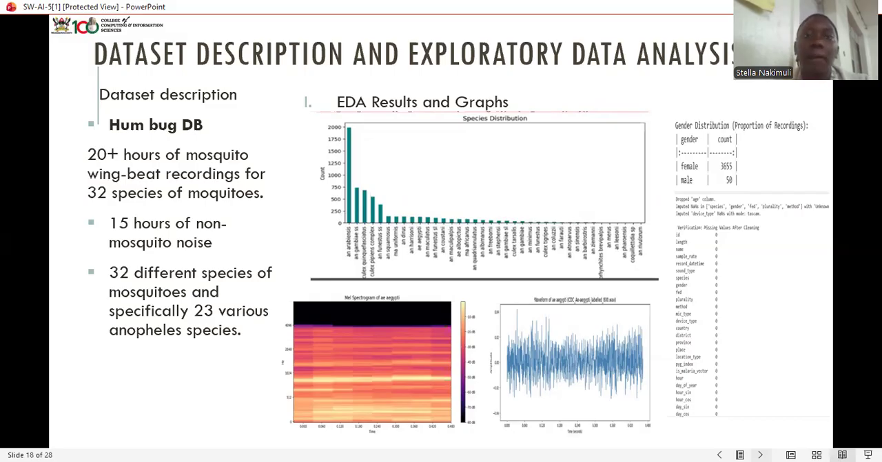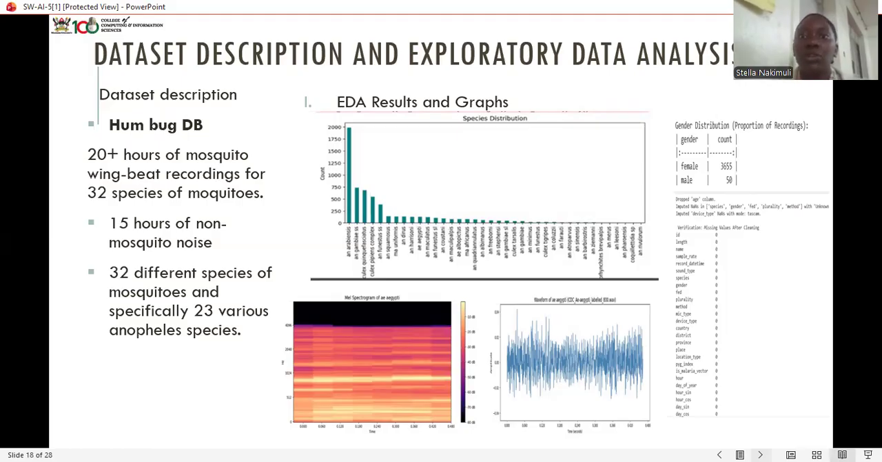So these are the databases we used. The Hamburg database, which had 4 folders in it, which included .wav files and also included audio input databases, which aided our research and implementation. So on our right, you can see the EDA results and graphs.